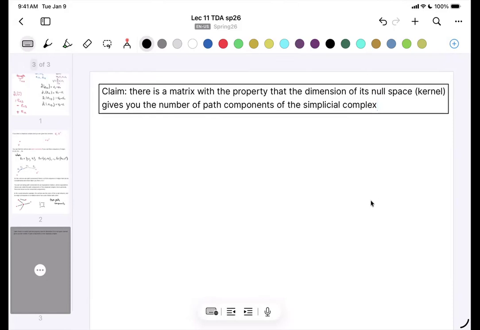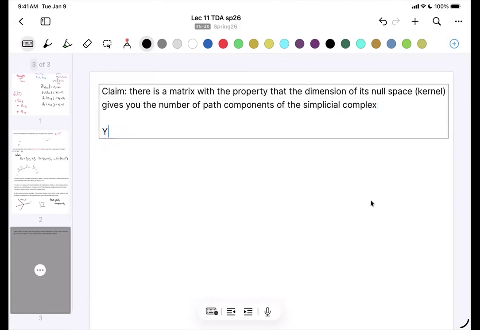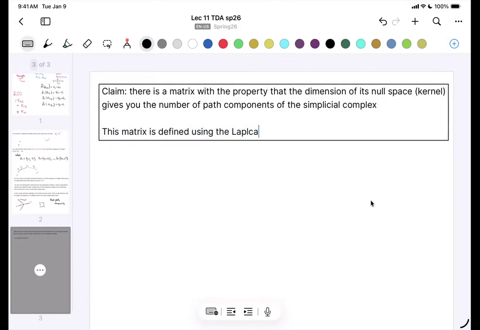Okay, so the way this matrix is defined is in terms of this Laplacian matrix that I was telling you about. So this matrix is built using this Laplacian construction. Laplacian, oh my God.